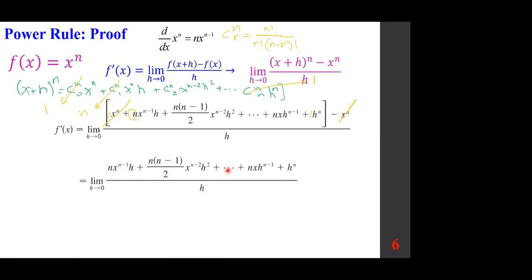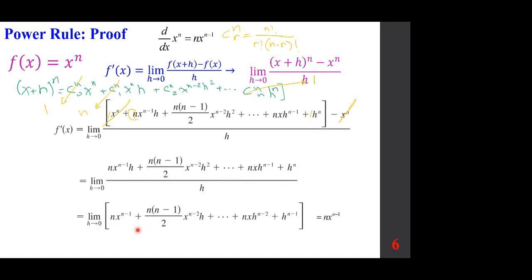The next thing, all of them have h. This one, h to the power of n minus 1 divided by h becomes h to the power of n minus 2, and this becomes h to the power of n minus 1. All of them have h except the first term. So you replace the h with 0. Everything goes to 0 with the exception of the first term. Again, this is the proof. If you follow that, more power to you. If not, don't worry about it at all.